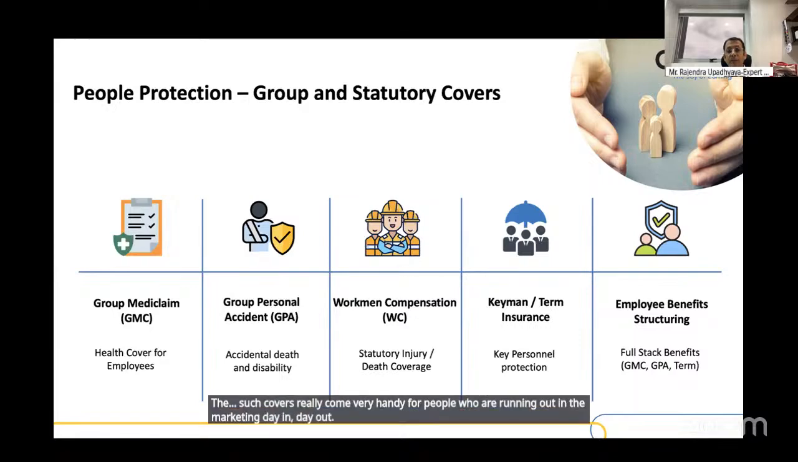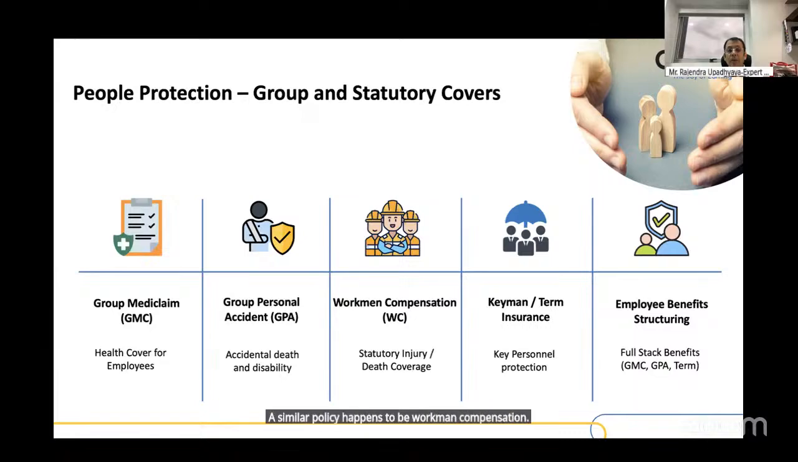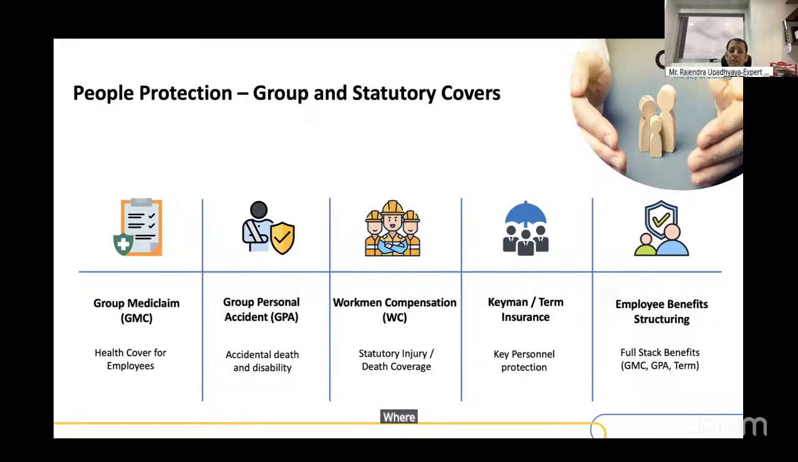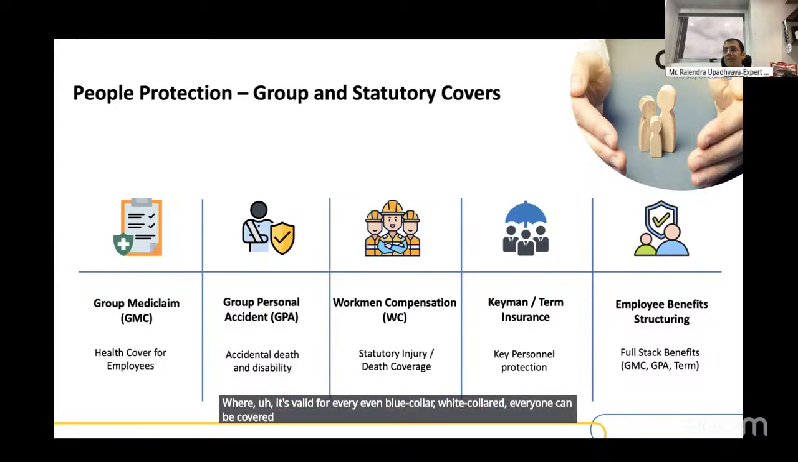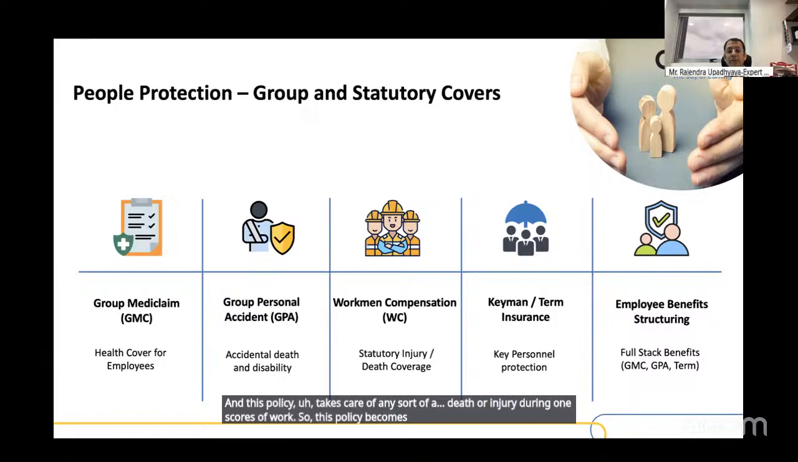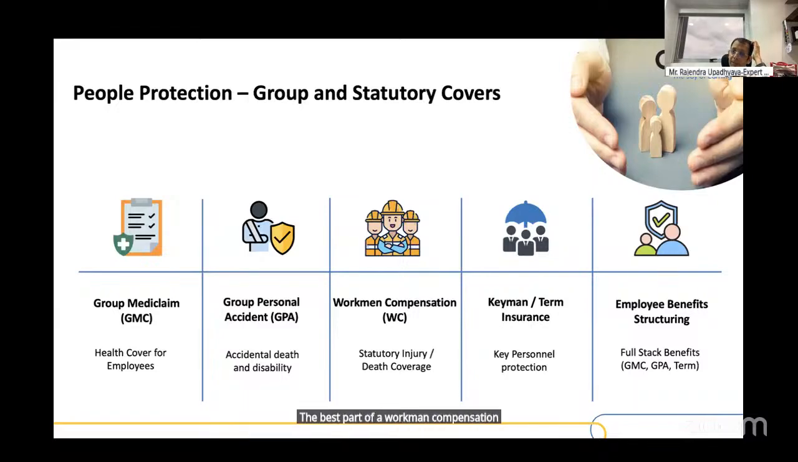A similar policy is workman compensation. Now it is not called workman, it's actually employee compensation, where everyone, blue collar or white collar, can be covered these days. This policy takes care of any death or injury during the course of one's work. It becomes applicable right from the time the person starts from home and ends when the person reaches home after completing his work. The best part of a workman compensation policy is that it's a no-fault policy.